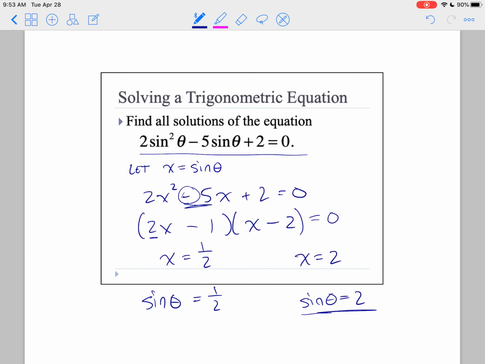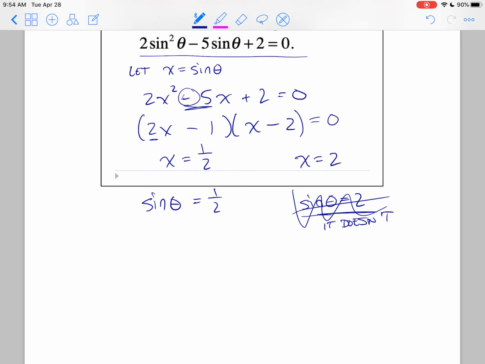When does sine theta equal 2? It doesn't ever equal 2. This is silly, right? There is no angle where sine of theta equals 2. 1 is the biggest number I can get out of sine, and negative 1's the smallest, so this is silly. Oldest joke in the book. All right, but where does sine theta equal 1/2? Well, that happens when theta is pi over 6, and it happens when theta is 5 pi over 6.